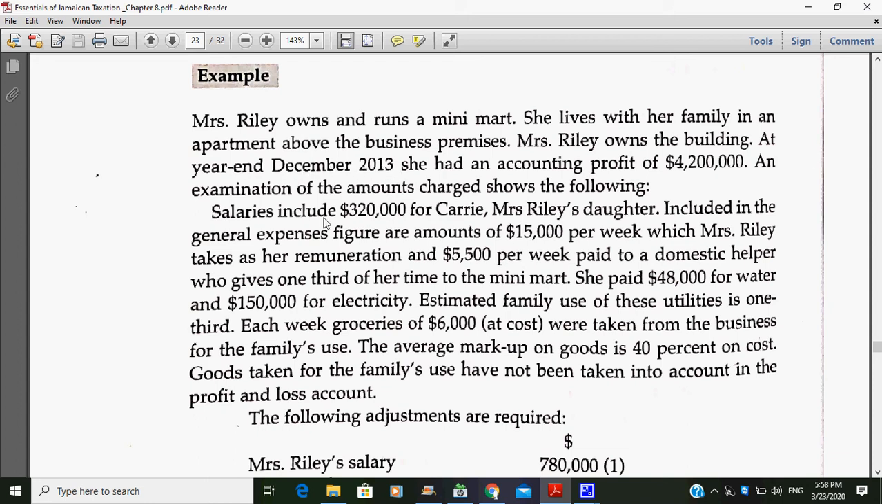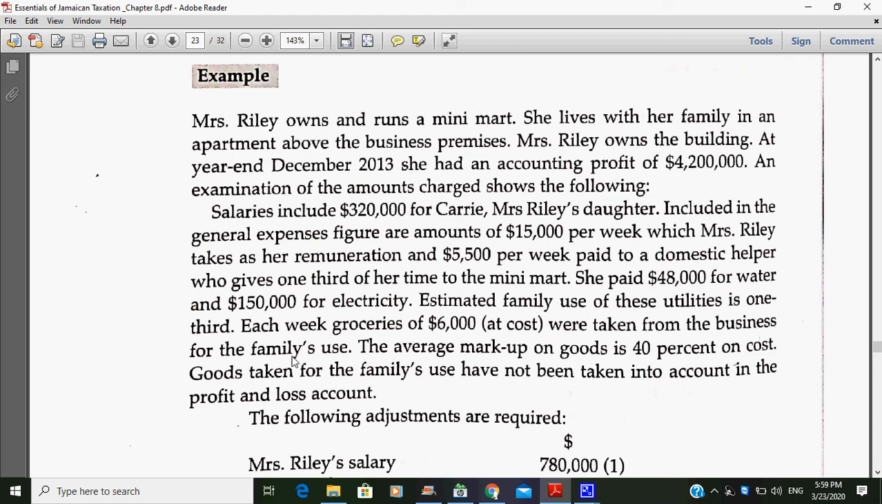Salaries include 320,000 for Kiri, Mrs. Riley's daughter. Included in the general expenses were amounts of 15,000 per week, which Mrs. Riley takes as her remuneration, and 5,500 per week, which is paid to a domestic helper who gives one third of her time to the mini mart. She paid $48,000 for water and 150,000 for electricity. Estimated family use of these utilities is one third. Each week, groceries of $6,000 are taken from the business for the family's use. The average markup on goods is 40% on cost. Goods taken for the family's use have not been taken into account in the profit and loss account.